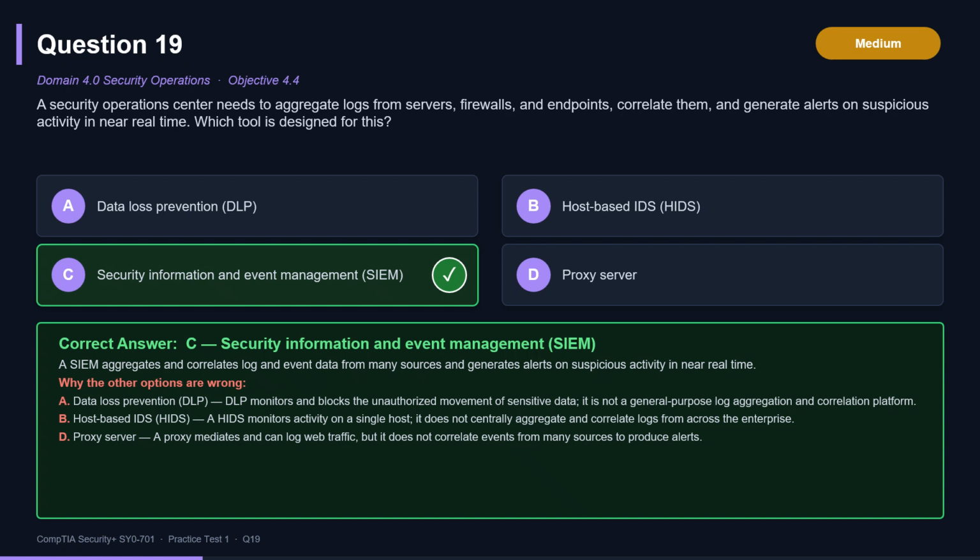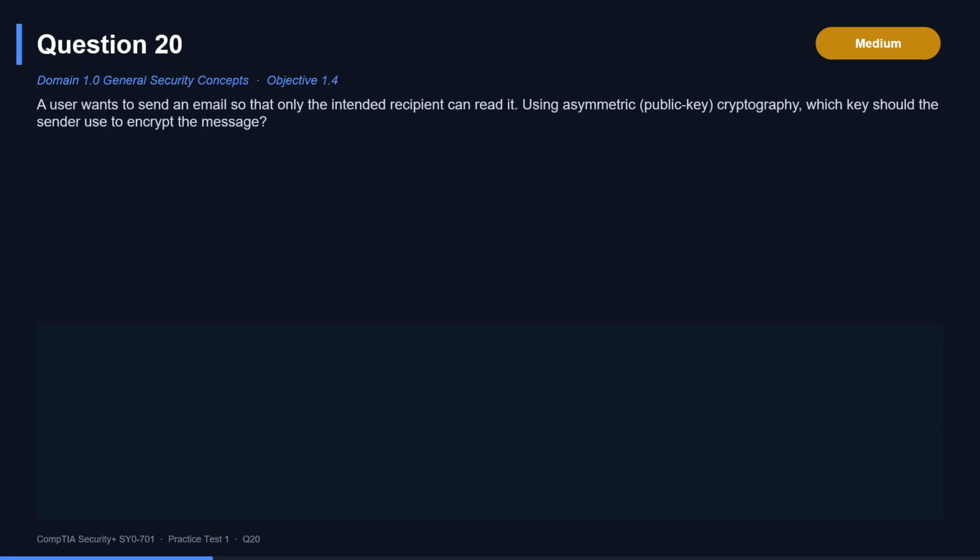Now, why the other options are wrong. Data loss prevention, DLP, is incorrect. DLP monitors and blocks the unauthorized movement of sensitive data. It is not a general-purpose log aggregation and correlation platform. Host-based IDS, HIDS, is incorrect. A HIDS monitors activity on a single host. It does not centrally aggregate and correlate logs from across the enterprise. Proxy server is incorrect. A proxy mediates and can log web traffic, but it does not correlate events from many sources to produce alerts.